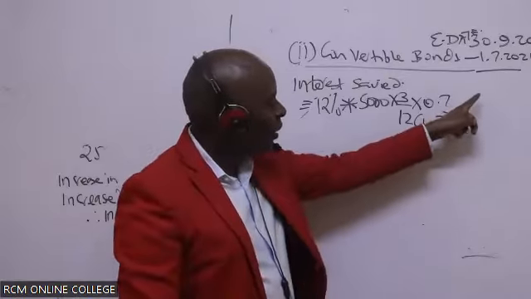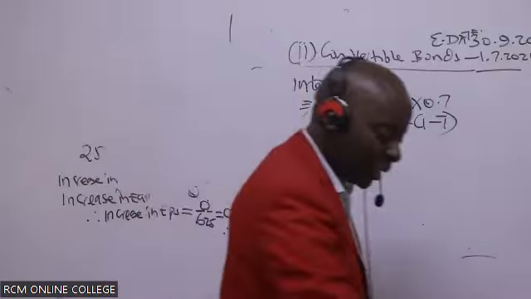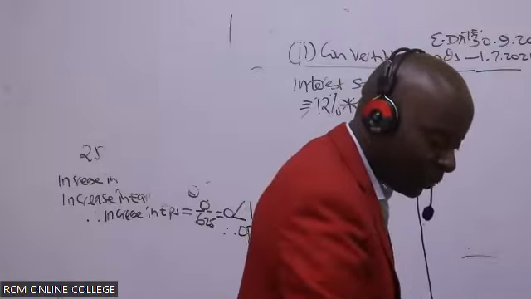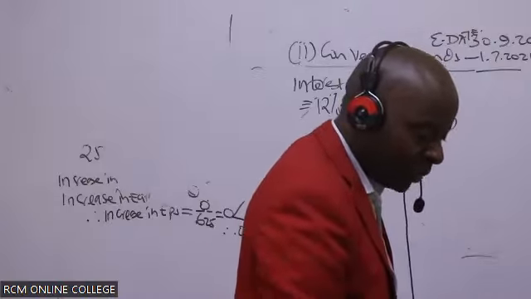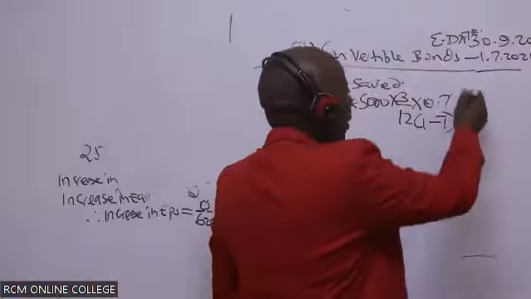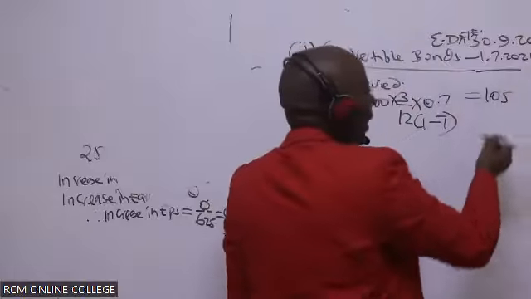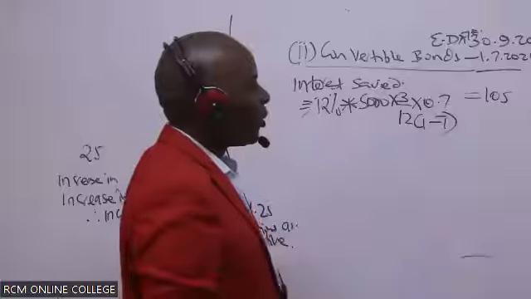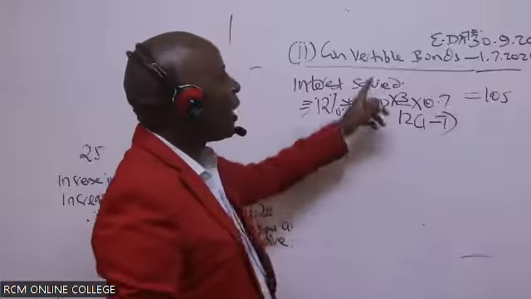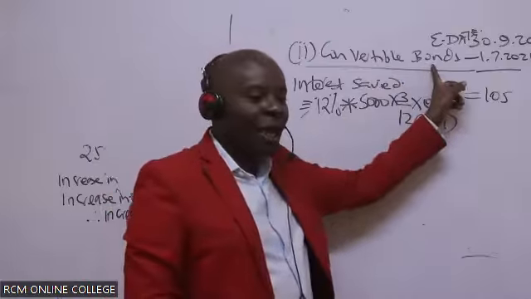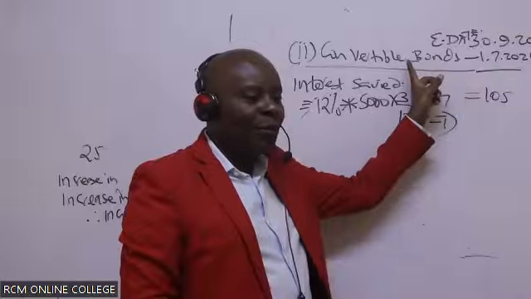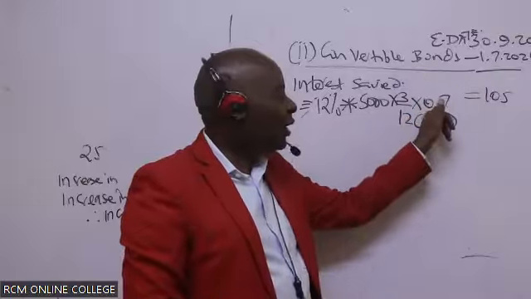Can somebody give me this answer here? They're giving me a figure of 105. Now, what if this was a convertible preference share? If it was a convertible preference share, would we have multiplied this with 0.7?